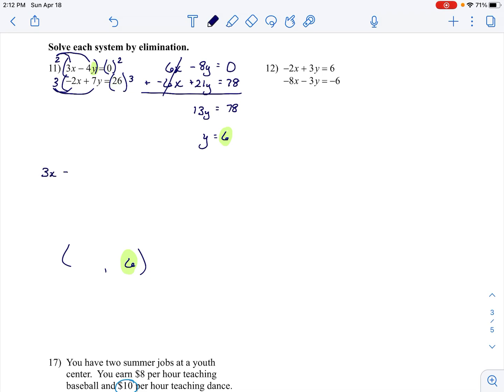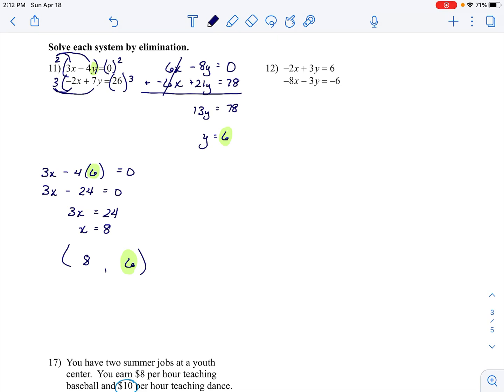So I'm going to plug in my y. I'm just rewriting the top equation, but instead of a y, I'm writing a 6. And then I'm going to solve. So 6 times 4 is 24. I'm going to add my 24 over. And then I can end up dividing to find that my x value would be an 8.